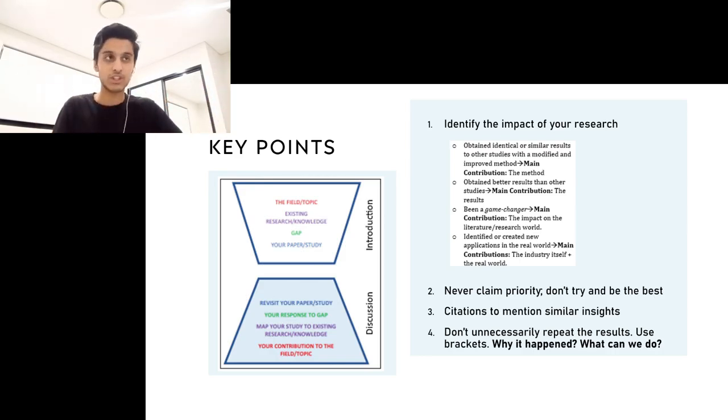You want to find your main contribution. Here, your main contribution is the method. Secondly, you obtain better results than other studies. Here, you did something to obtain better results than other studies.